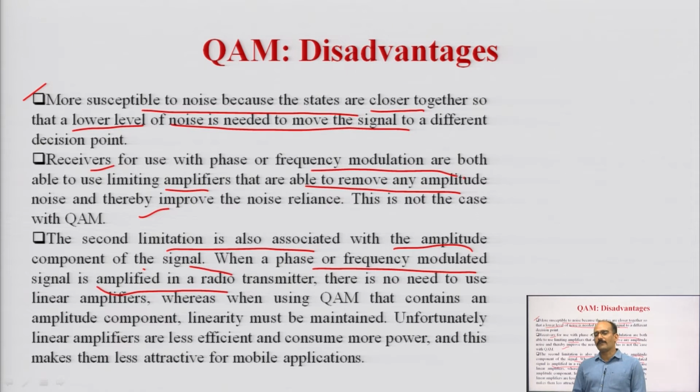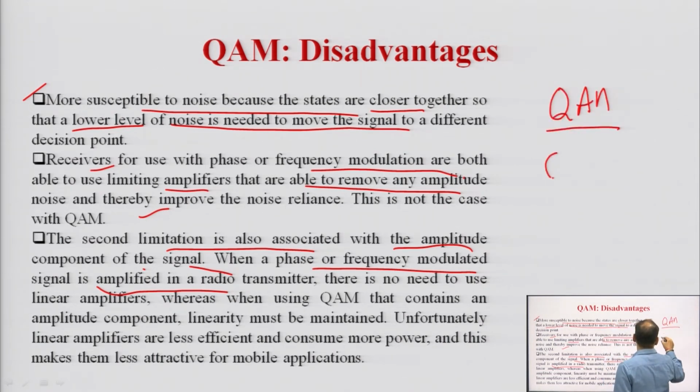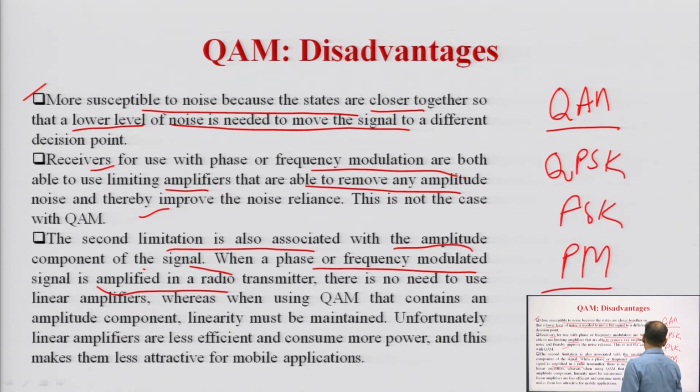So, after talking about these modulation schemes used for the system, you understand that in the modem you have a combination of modulation schemes such as QAM, and you have the individual QPSK, FSK or PM phase modulation. So, these are the basic modulation schemes used by the modem circuits.